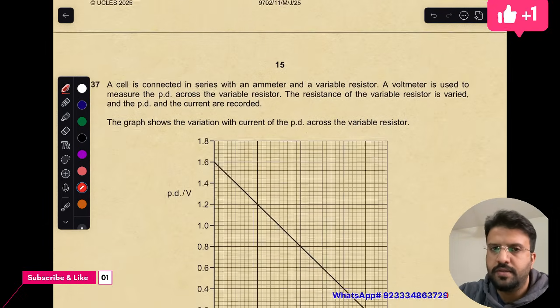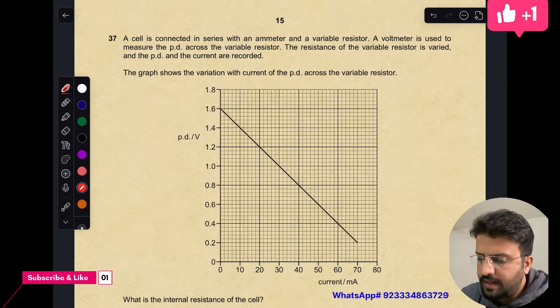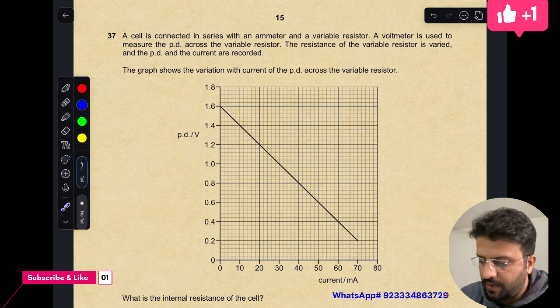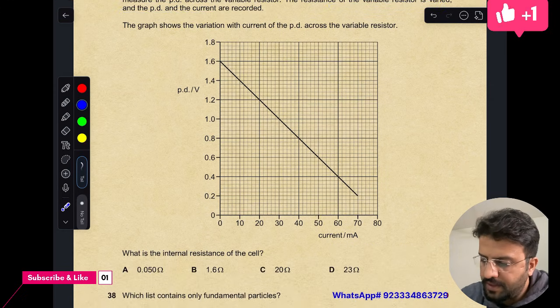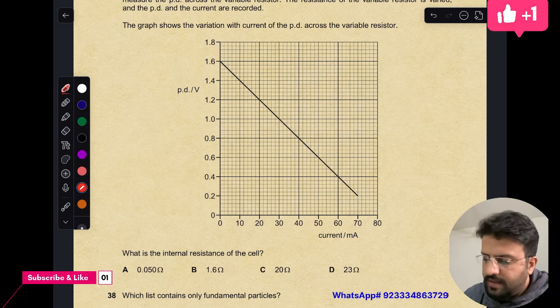The next question: a cell is connected in series with an ammeter and a variable resistor. A voltmeter is used to measure the potential difference across the resistor. The resistance of the variable resistor is varied with the potential difference across the load. What is the internal resistance of the cell?